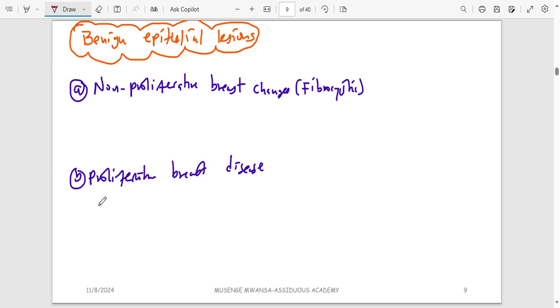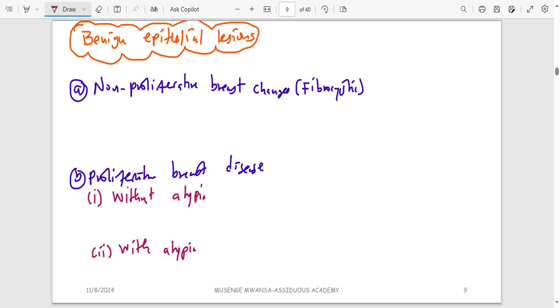Three, as I mentioned. So number one, you can have without atypia, and then the second one is going to be with atypia. So let's start with the non-proliferative breast change or the fibrocystic change.